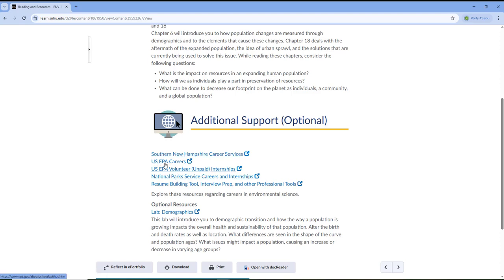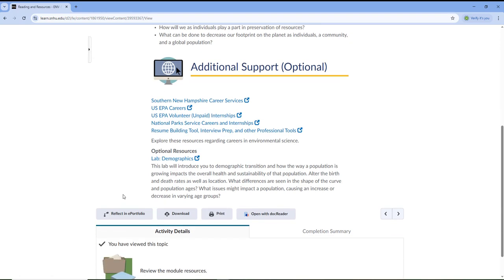We have career services and so forth, for everybody. It doesn't matter if you're going into the environmental science field or not. We have our career center and resume building tool, interview prep tool, and other professional tools linked here. And then we also have a lab on demographics that you can use.